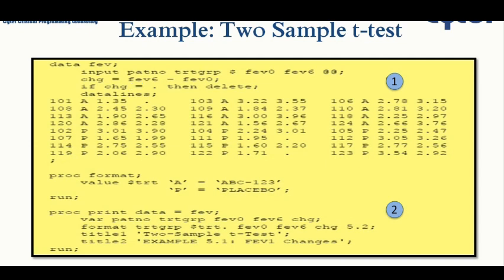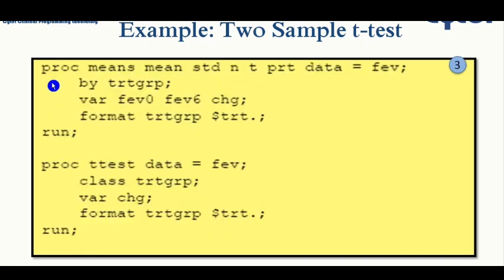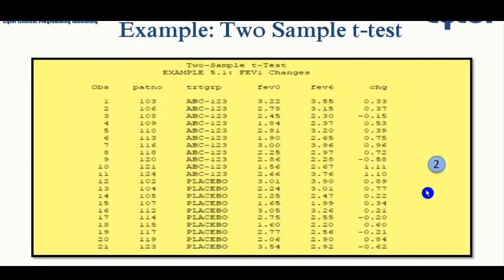And then you run the proc means by treatment group because you want it for both, and then you can get the summary of the descriptive statistics for both these treatments, ABC123 and the control, and this is the proc ttest. So proc ttest data is equal to FEV, class treatment group, variable is change, and you run this program, you will get the output like this.